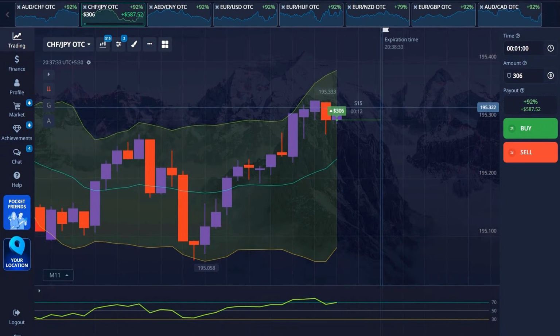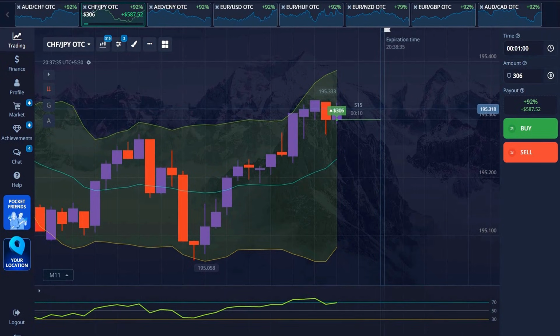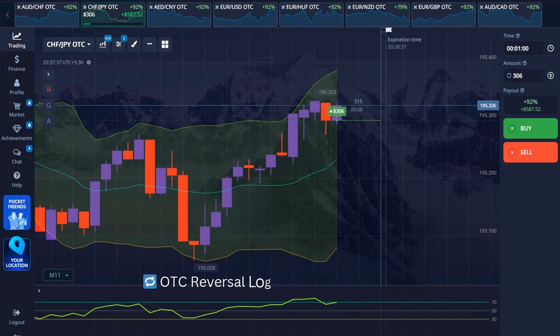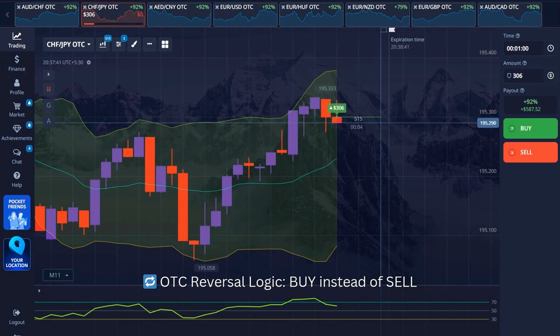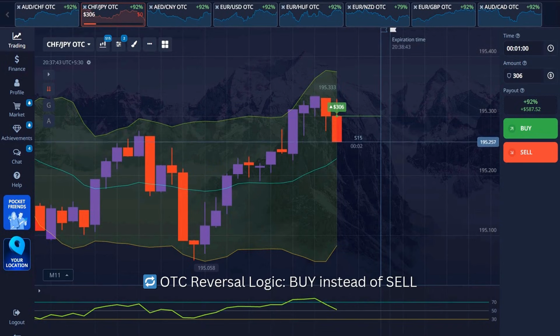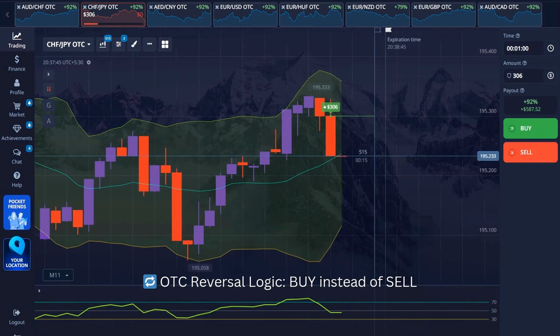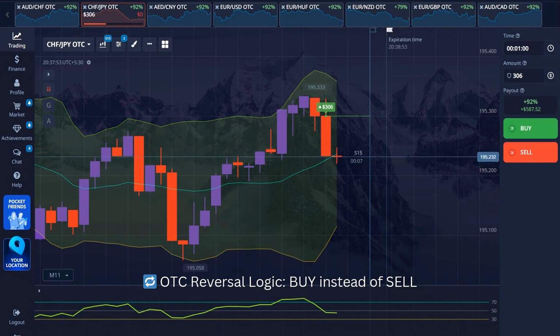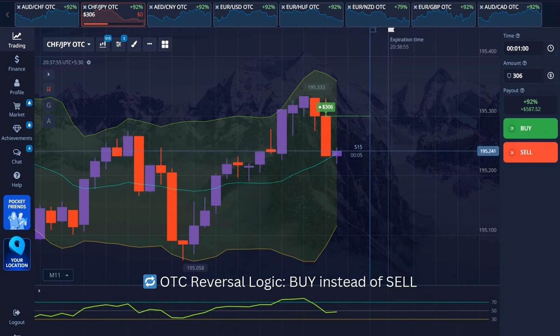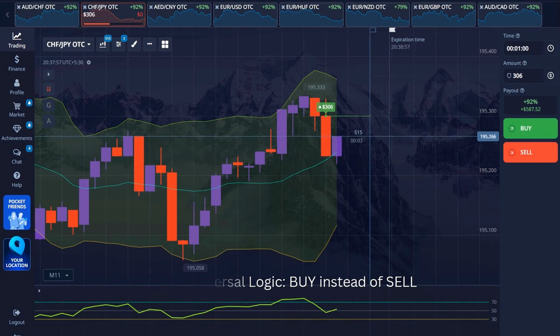Let me quickly show you why I took a buy trade here. A bullish candle touched the upper Bollinger Band, followed by a bearish confirmation candle. The RSI was above 70, which normally signals a sell in real market conditions. But this is the OTC market, and here, things often work in reverse. Instead of falling into the trap, I did the opposite. That's why I placed a buy trade, following the reverse logic of our OTC strategy.